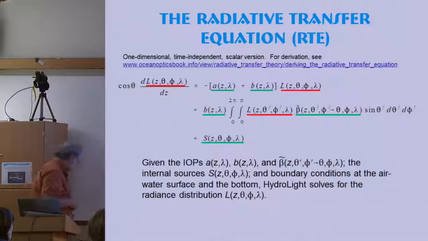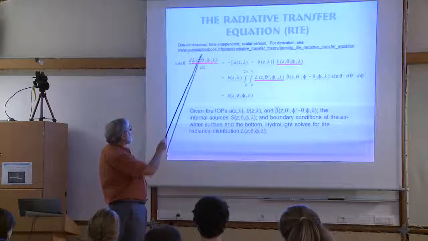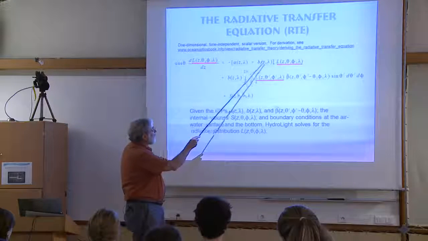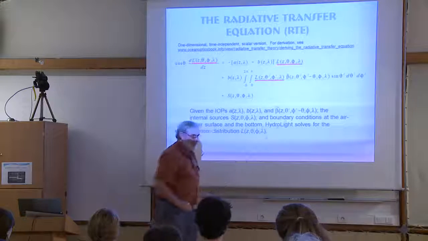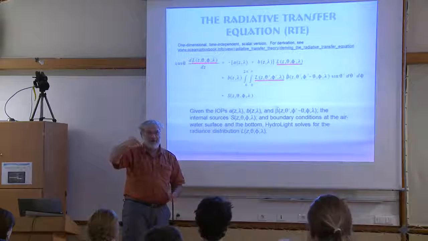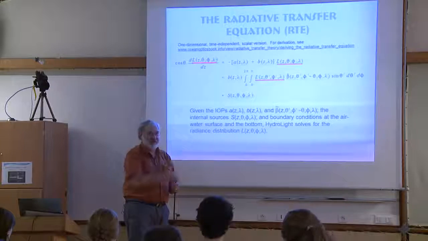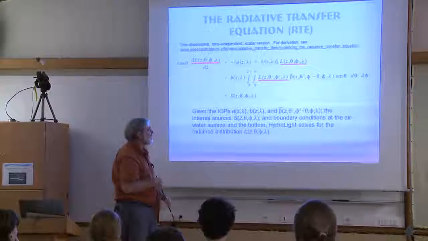Okay, so here's this radiative transfer equation, and really the radiative transfer equation is just conservation of energy expressed in terms of radiance. If you go to the Ocean Optics web book, there's a page called Deriving the Radiative Transfer Equation that looks at how you start out with a light beam and it could get absorbed and more could get scattered in, light can get scattered out, and there can be an internal source and so on.